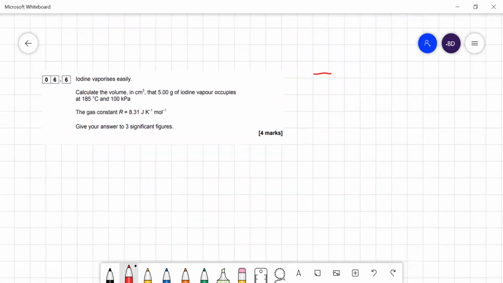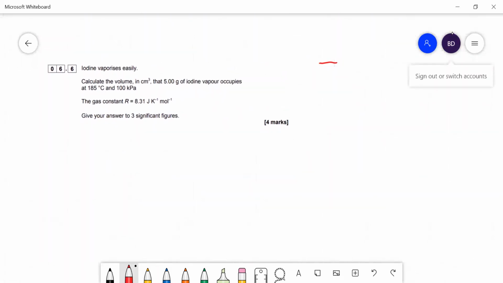Right, now here's an ideal gas calculation. We have to be a little bit careful here, as iodine is I2. The atomic mass of iodine, Ar, is 126.9, but the Mr of I2 is going to be double that, 253.8. That's a common mistake. People forget that iodine is a diatomic molecule here.